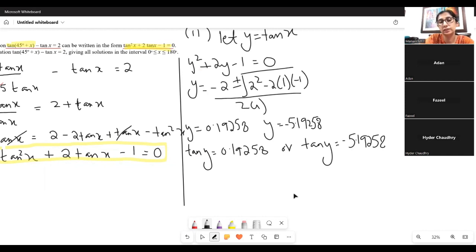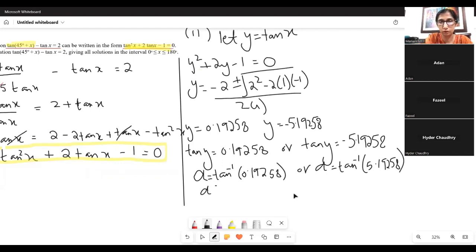Okay. Take tan inverse and find alpha first. Alpha equals tan inverse of 0.19258. For the absolute angle, we take tan inverse of the positive value, not of the negative value. So what are the two alphas that we get? Tan inverse 0.19258 gives 10.9, and tan inverse 5.19258 is 79.099. It's right, 79.1. Okay, so tan is positive in the first quadrant, third quadrant.